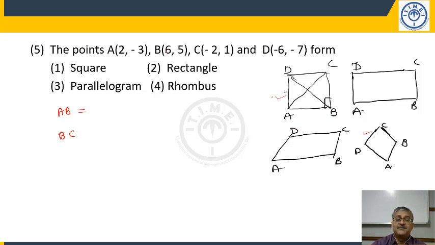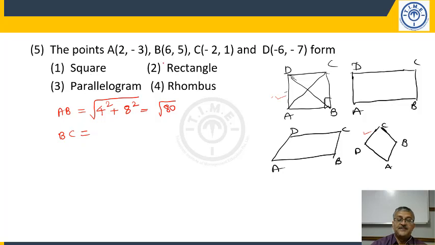So first we calculate the AB distance. We know the distance between the 2 points is the square root of (x2 minus x1) whole square plus (y2 minus y1) whole square. So (6 minus 2) whole square is 4 square, plus (5 minus of minus 3) whole square is 8 square. So simply what is this value? 16 plus 64 is 80, so root 80.